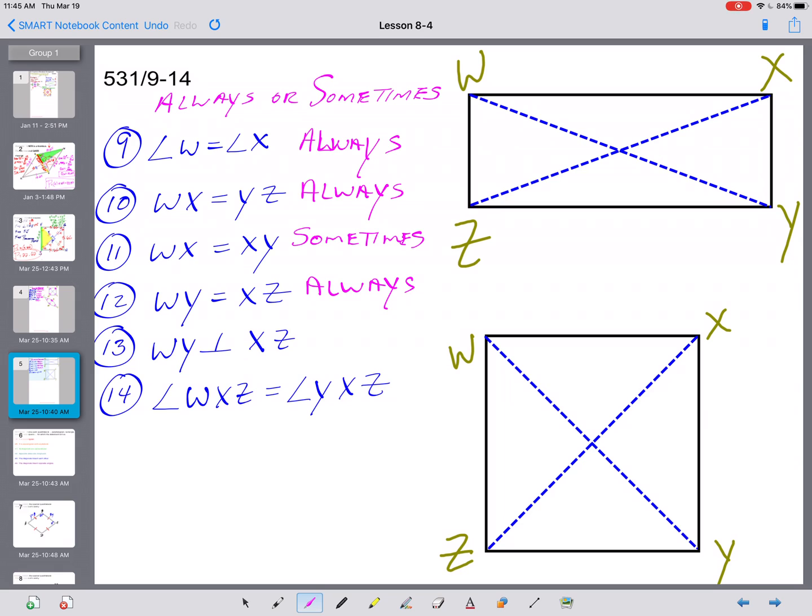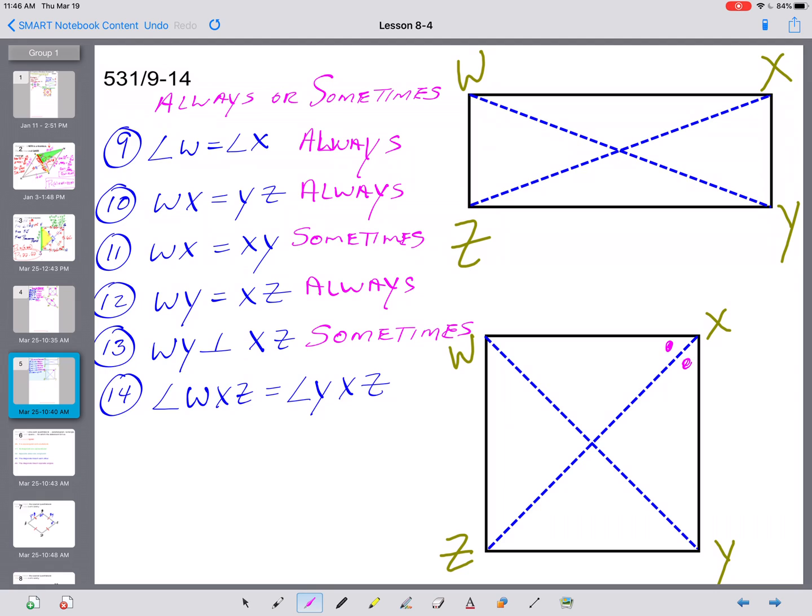Number 13, WY perpendicular to XZ. Well, not up on the top one. On the top figure, no, they don't have to be perpendicular. On the bottom one, in a square, sure they would be, because it is a rectangle. So sometimes they will be perpendicular. And the last one, let's look at this one, WXZ. That's this angle.